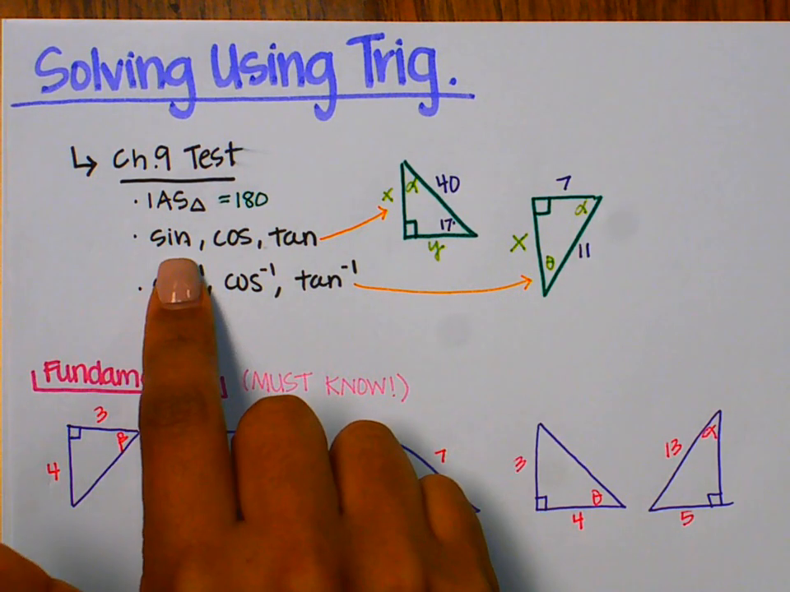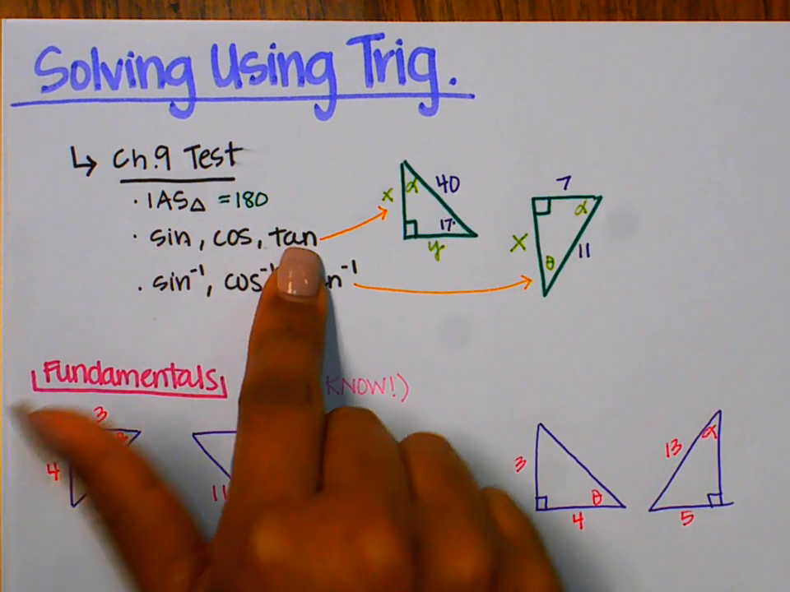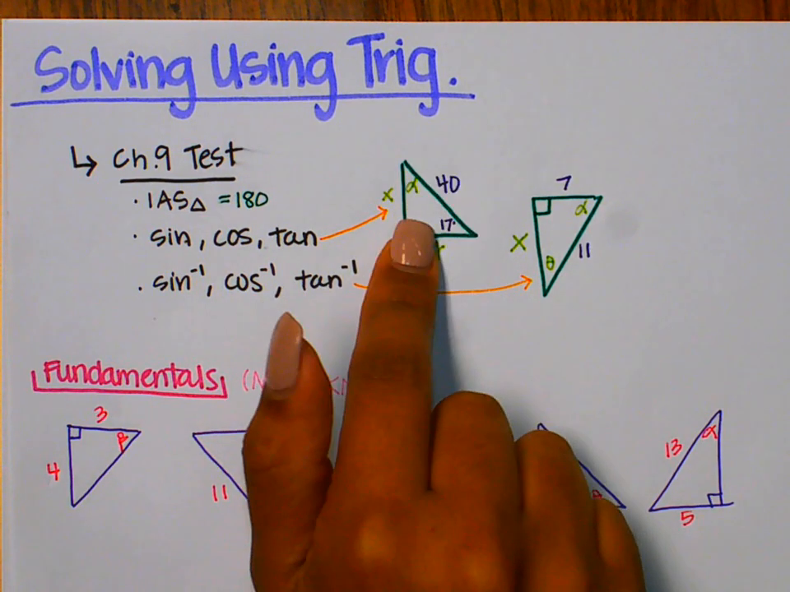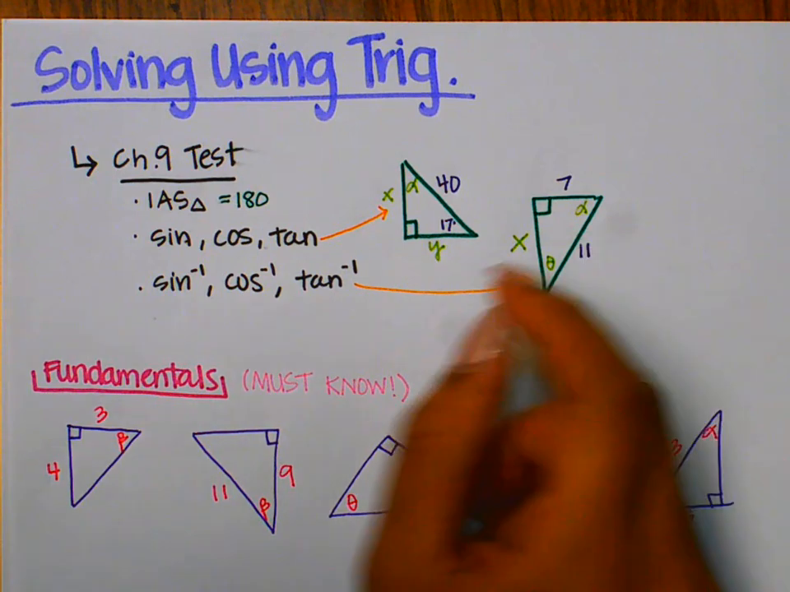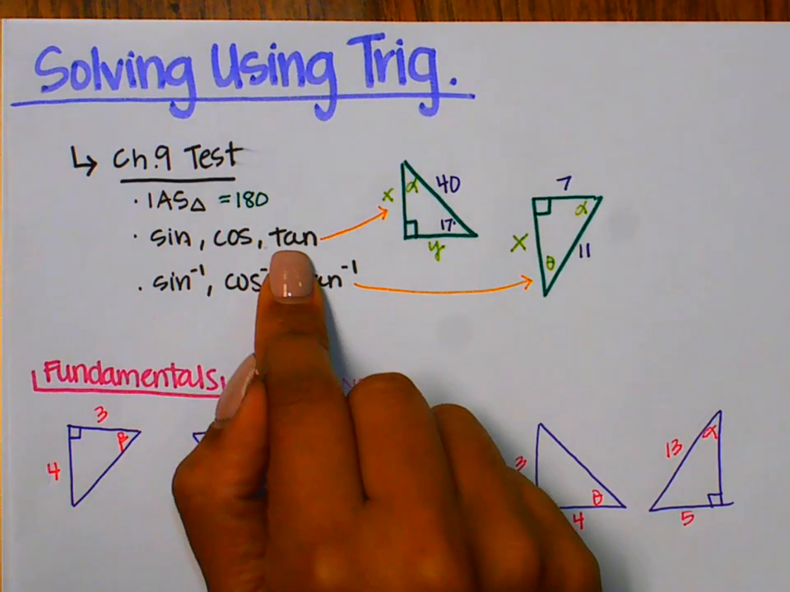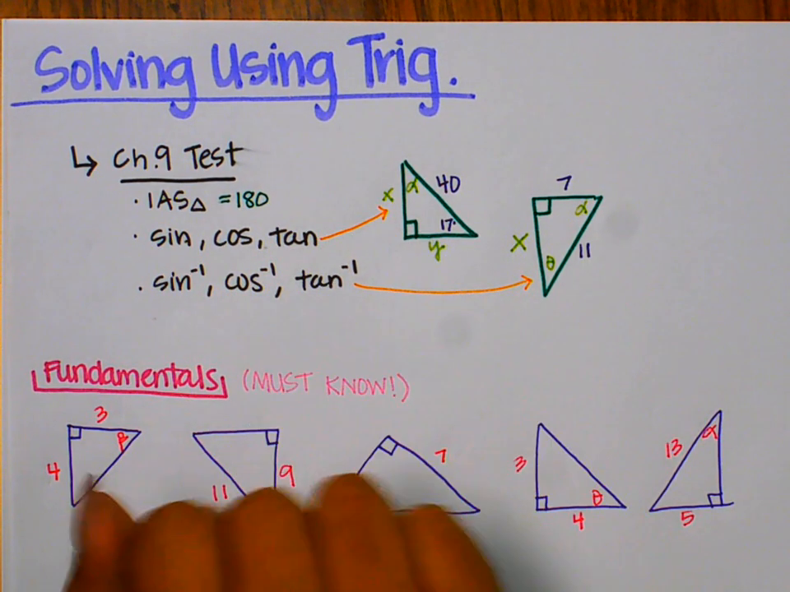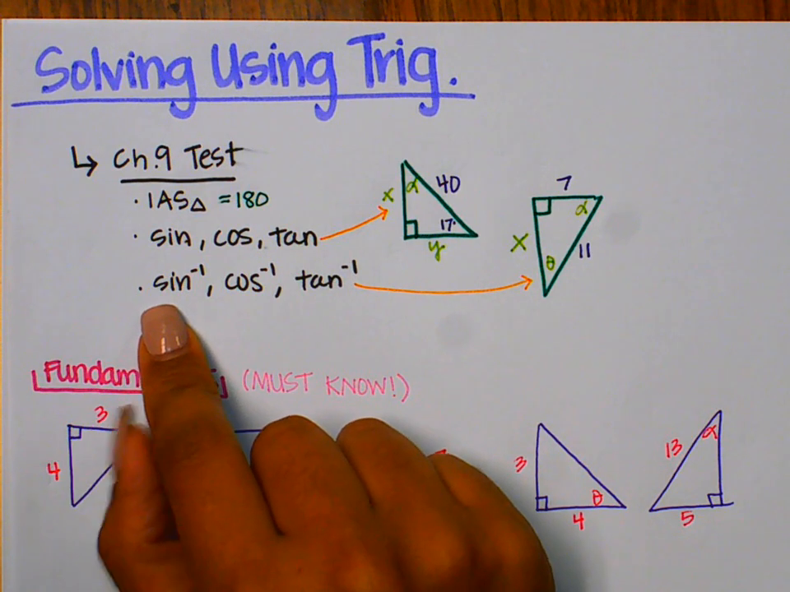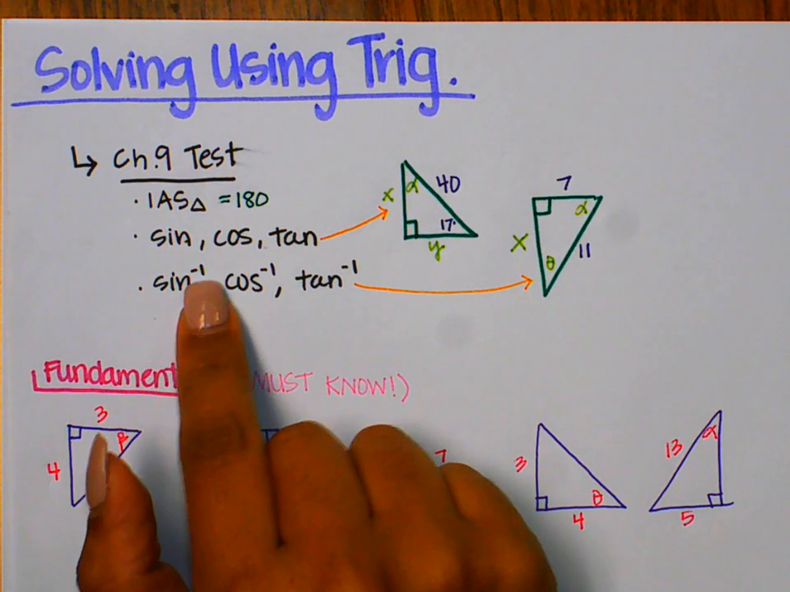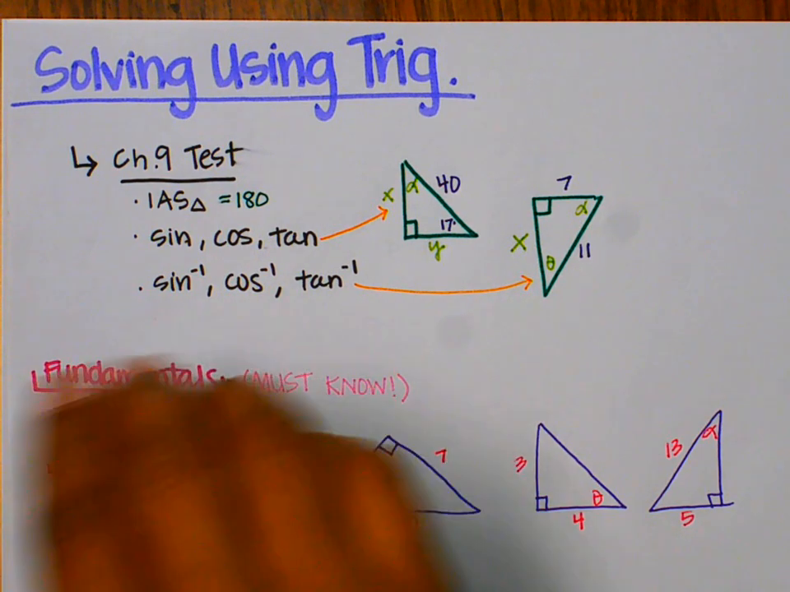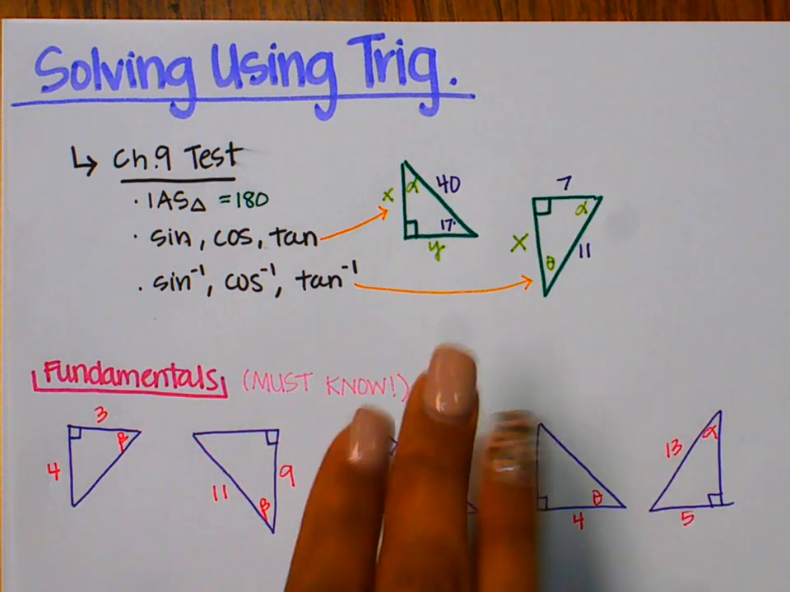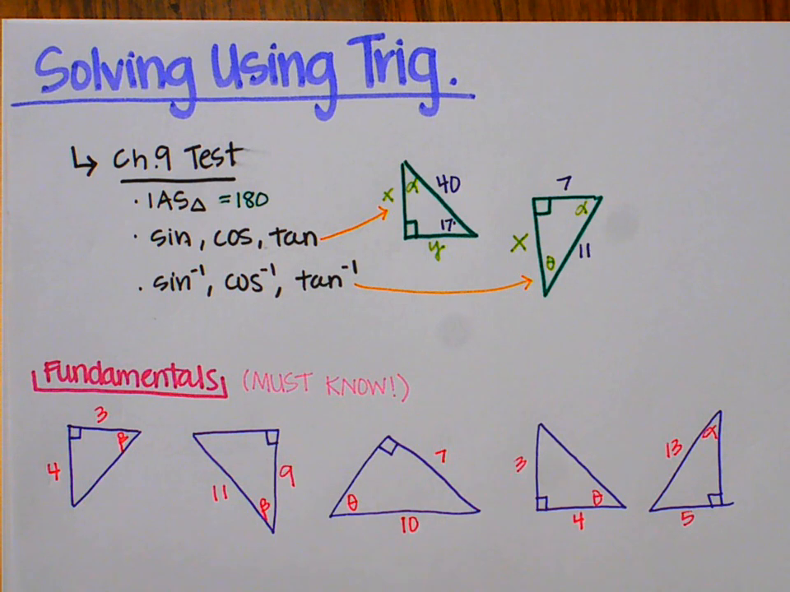We're also going to be using sine, cosine, and tangent, like in this problem here, which is one of the ones on your test, to solve for the missing sides and the angle. And then we're also going to be using inverse sine, inverse cosine, and inverse tangent. We haven't seen these at all, so I do want to make sure that it is clear enough for you to rewind, pause, and rewatch as needed.